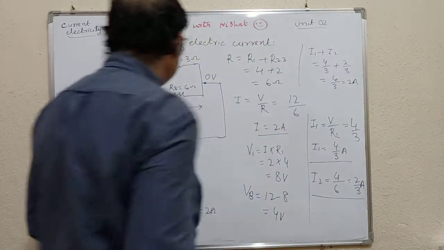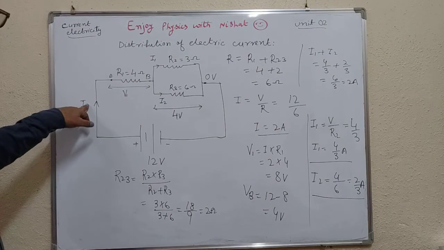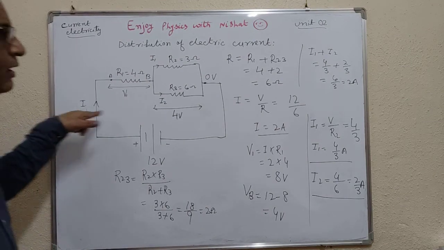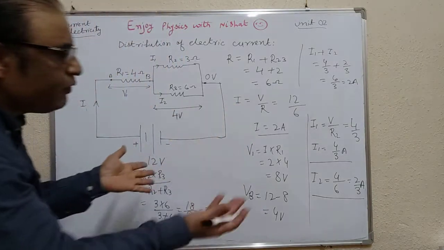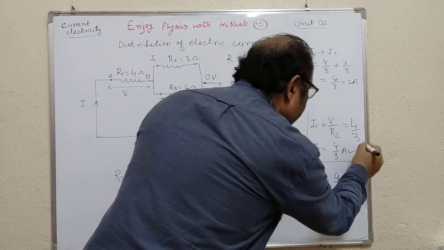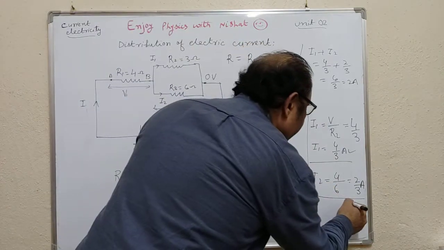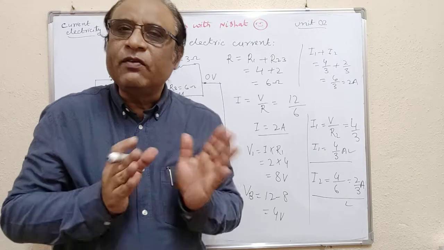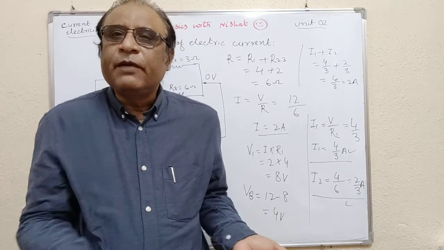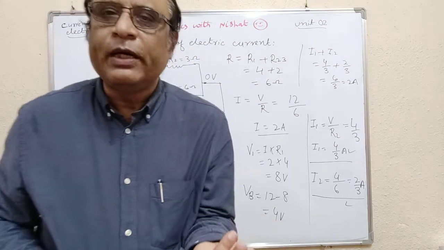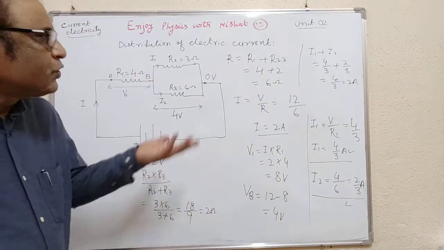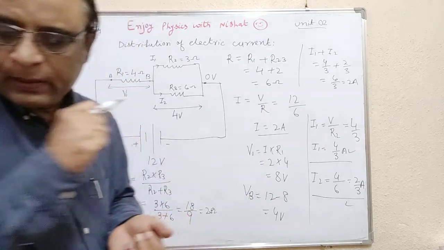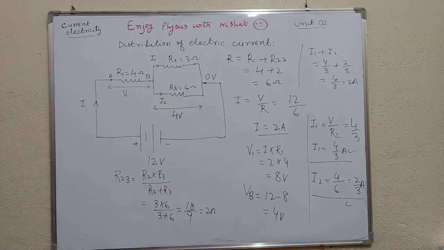It means that this is the I. So here I is equal to how much? I is equal to 2 ampere. After distribution, I1 is 4 upon 3 ampere and I2 is 2 upon 3 ampere. It means if 1 rupee is divided into 60 and 40 paise, then add, you get 100 paise. It is a very simple calculation, so you can find out by adding I1 and I2, you get 2 ampere.